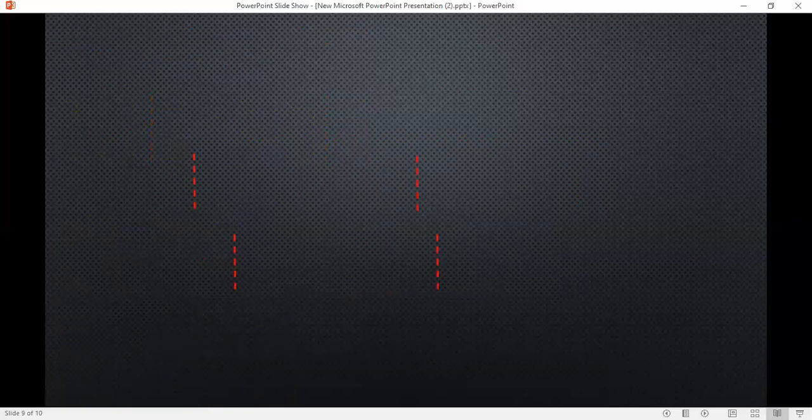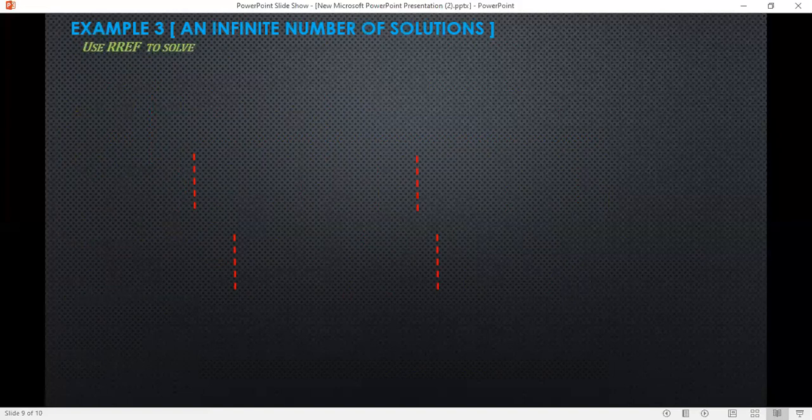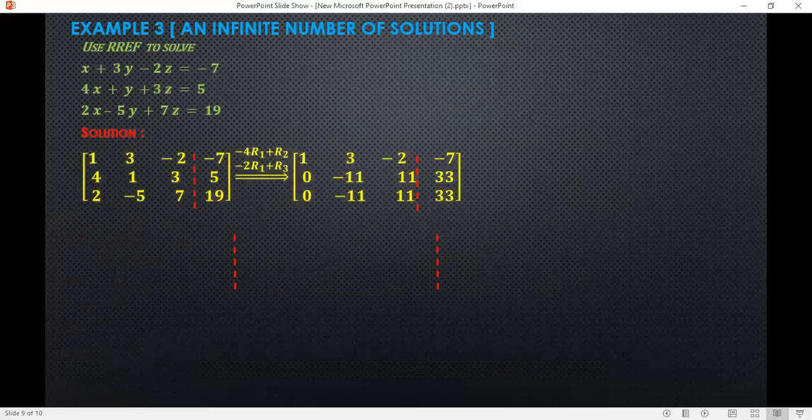After that, I'm going to move into another example, number 3, an infinite number of solutions. In this case, I'm going to give you 3 different linear equations and put them in an augmented matrix and convert them to the row echelon form, and actually move into the reduced row echelon form. So I'm going to start with this augmented matrix. Here we have the coefficients of the linear equations and the constants, as I told you before.